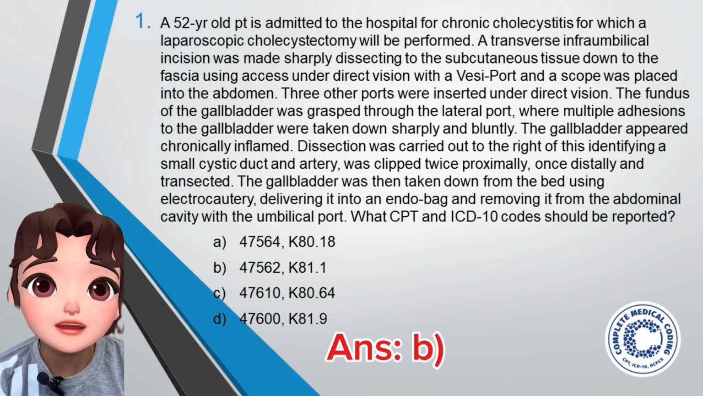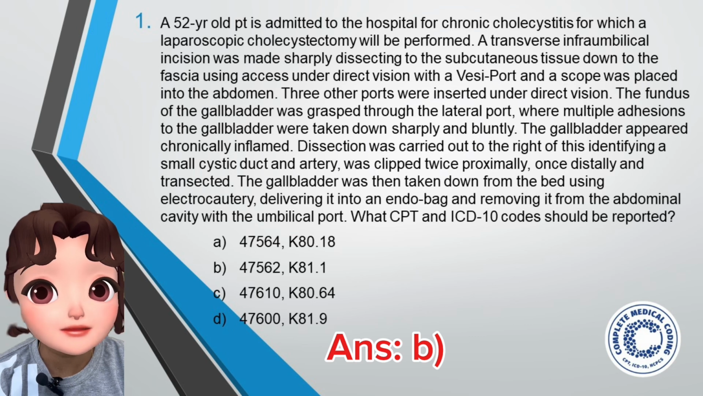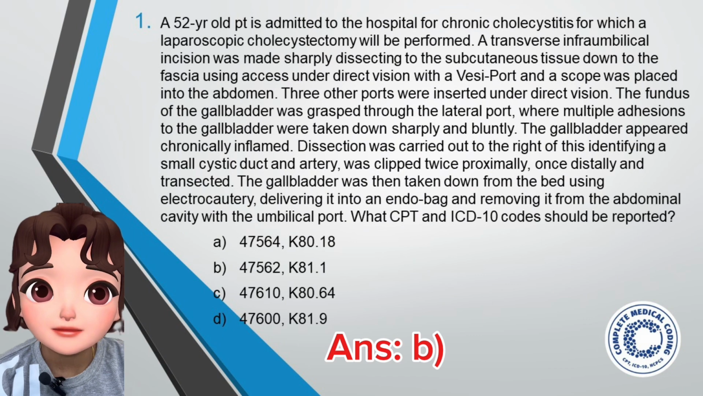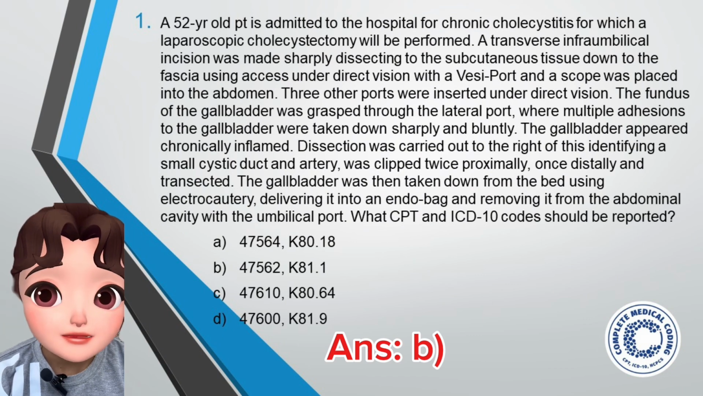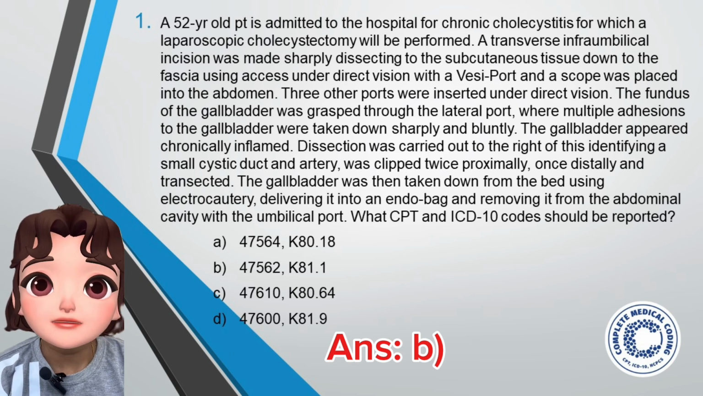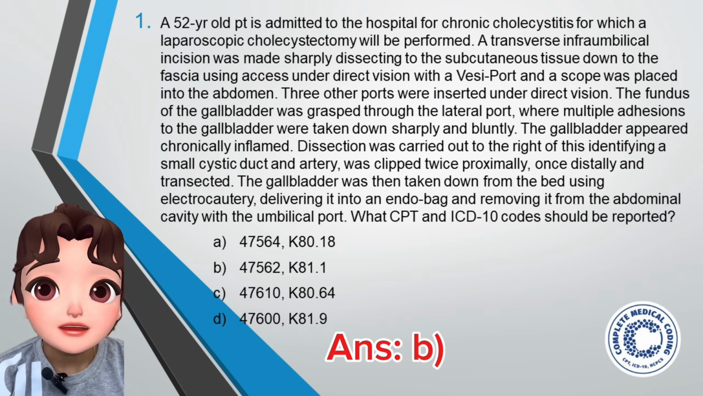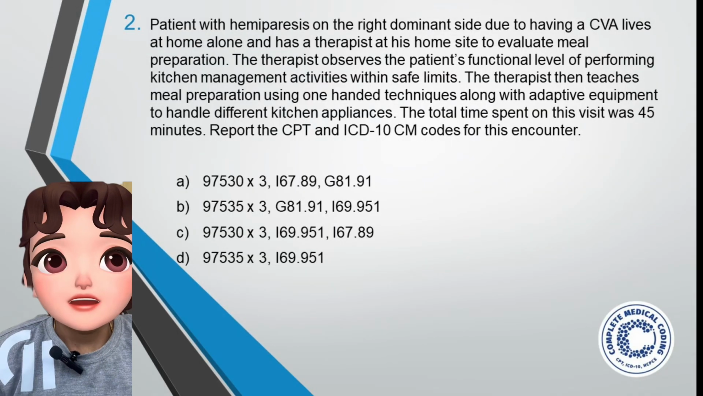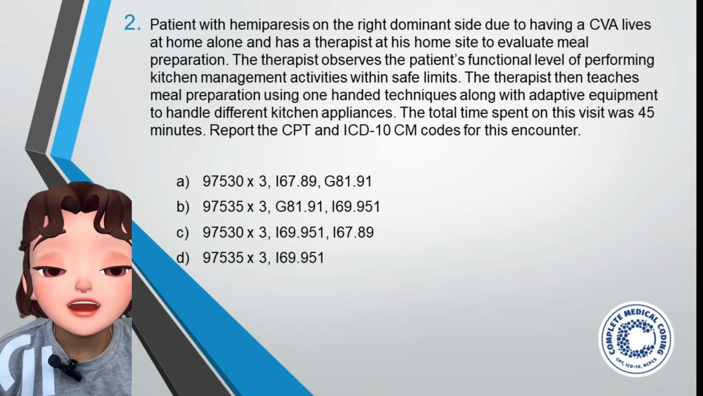Usually for one question you have to take a maximum of 2 minutes only. Otherwise you will not finish all the 100 questions in 4 hours. So maximum is 2 minutes. So here in this question you can easily find the answer in less than a minute. So this is how you have to check the question, understand the question, and then find the answer. So here the answer will be option B, 47562 and K81.1. Now let's move to the second question.